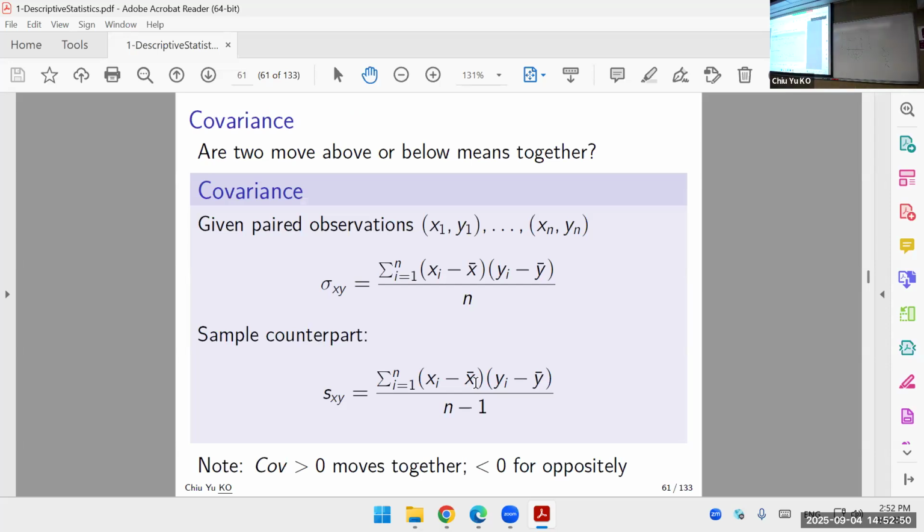If above the mean at the same time, then yes. If not the same time, negative. So whether they have a positive slope or negative slope. That is the simple idea. Nothing more than that. Okay, very simple. I hope it's very clear.